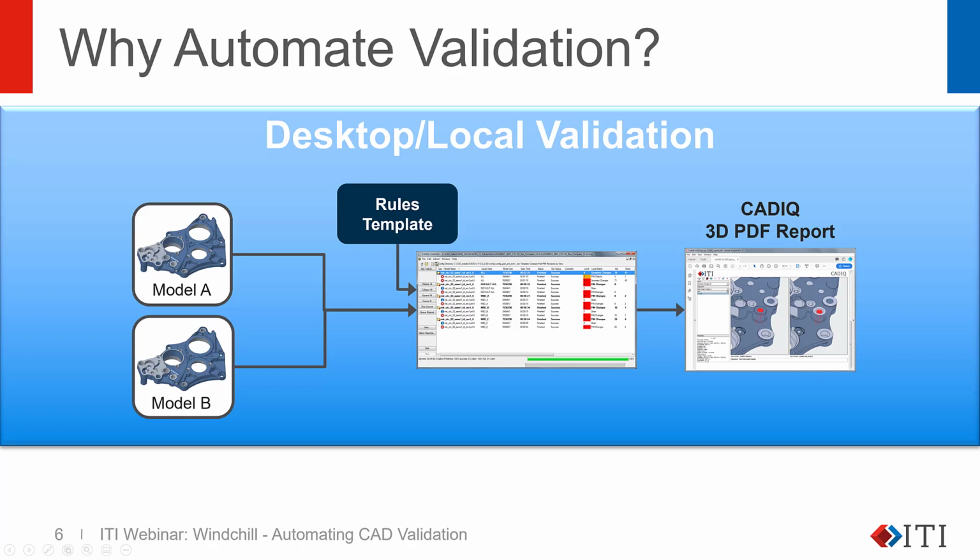So why automate validation, right? If you're new to validation, or if you've been doing it for years, it's typically been performed in a desktop environment, and the process looks like this. First, we're going to have to search for the models in Windchill. We want to do a compare of Rev A to Rev B. We then export that file to disk.